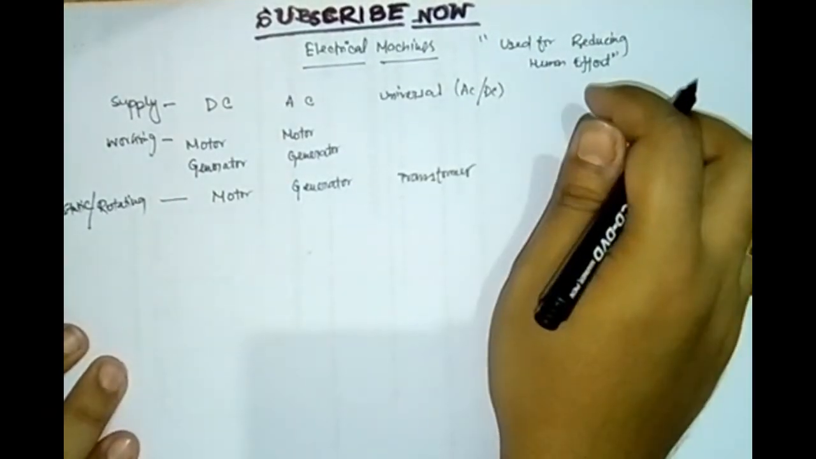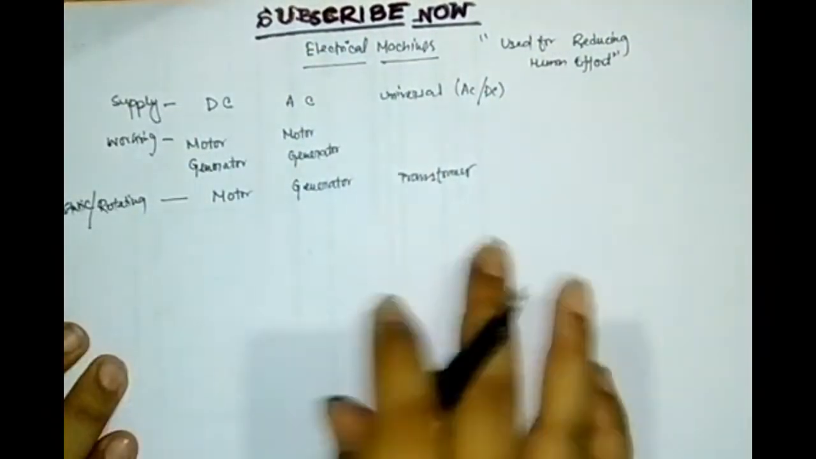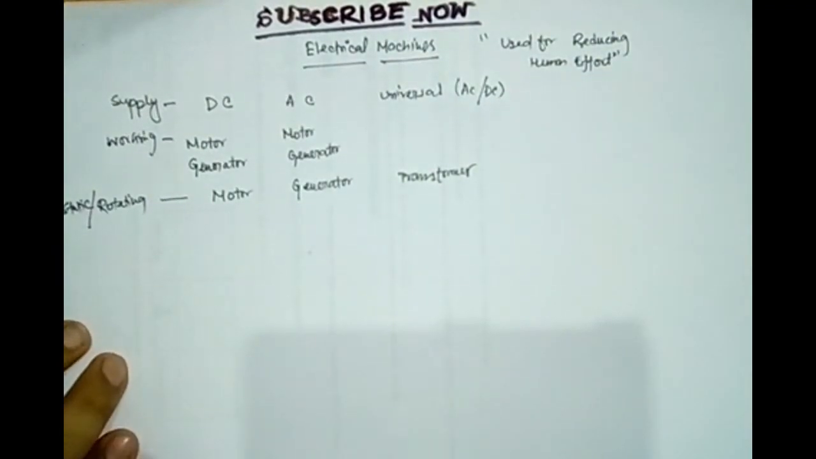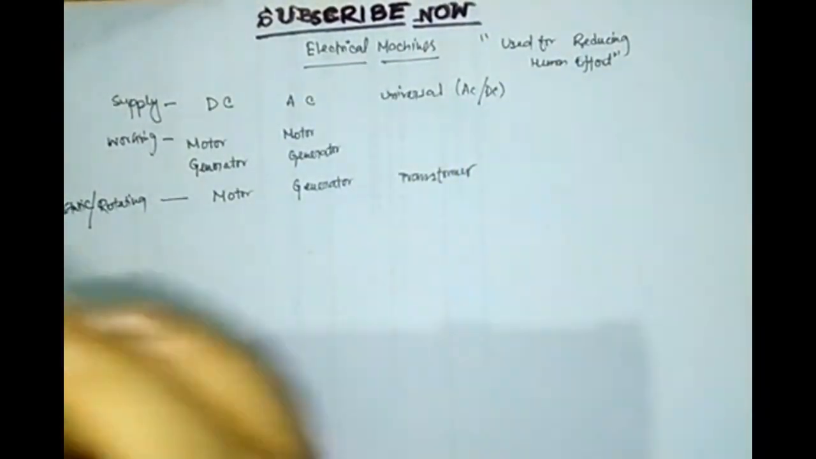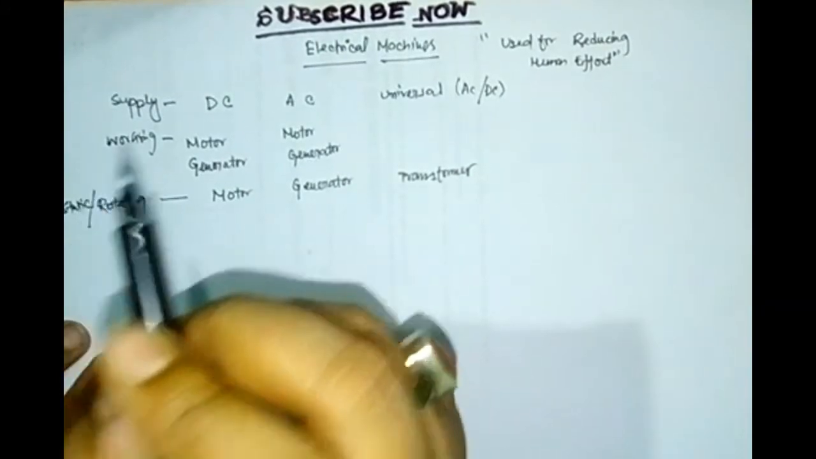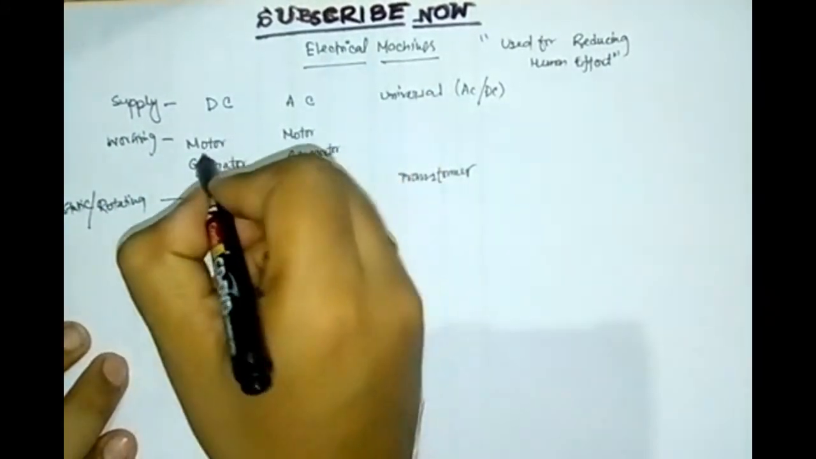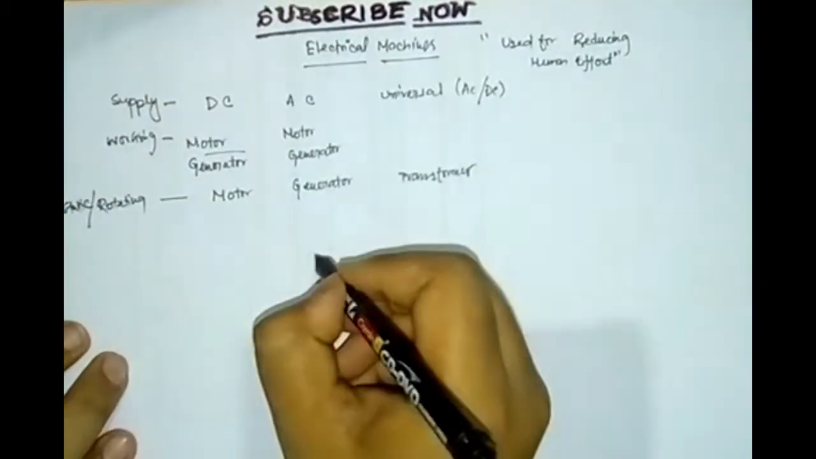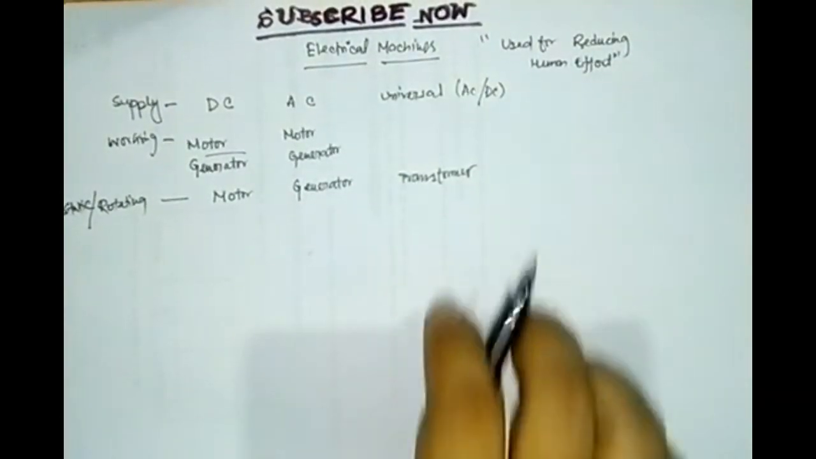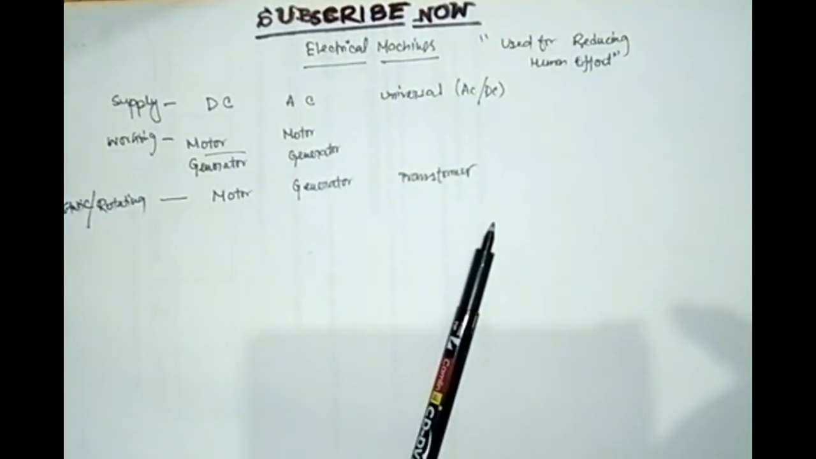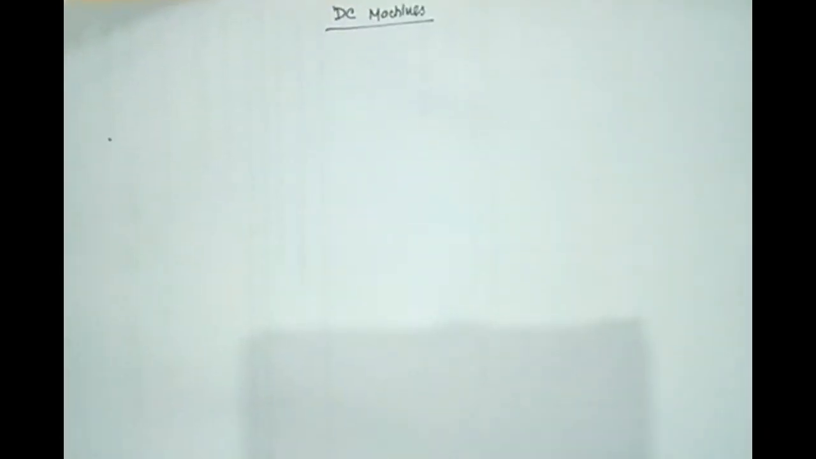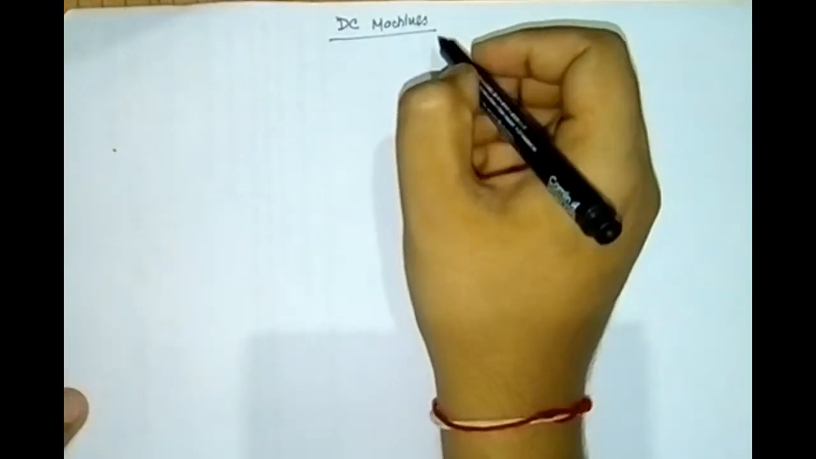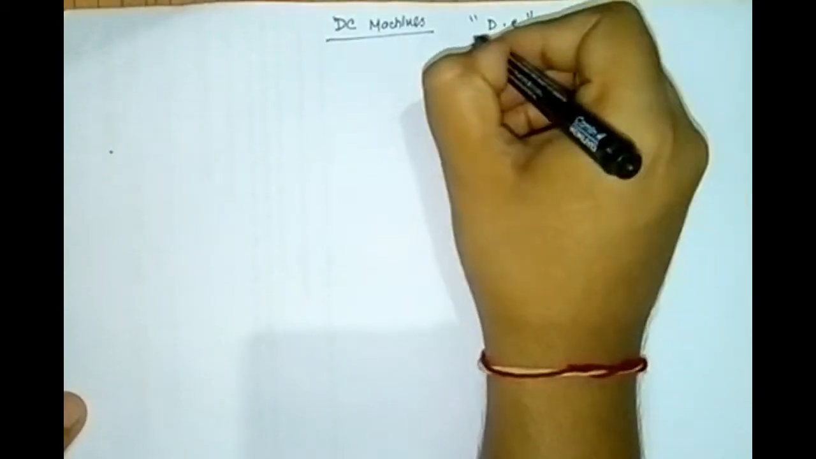Now, in this total series, I will cover all the themes, all the chapters, and today I am starting with DC motor. So our first topic will be DC motor. So now I am starting with the topic DC machine. Before that, you should be aware that it is supplied from direct current.